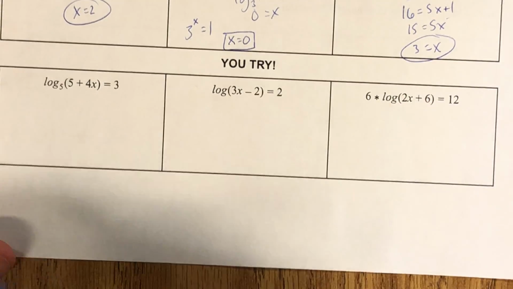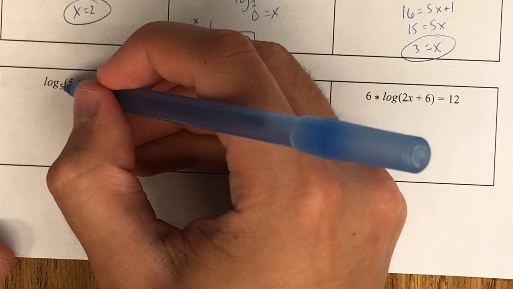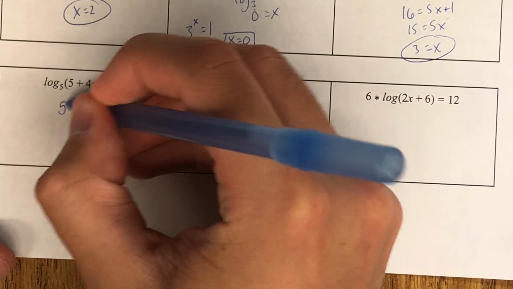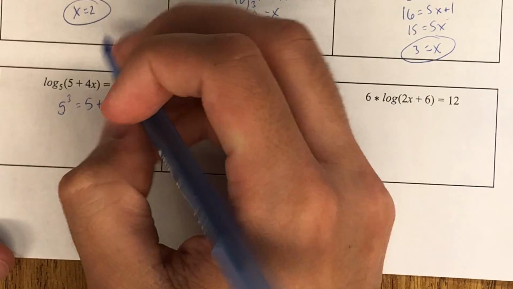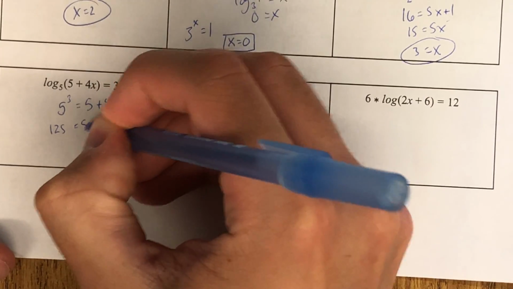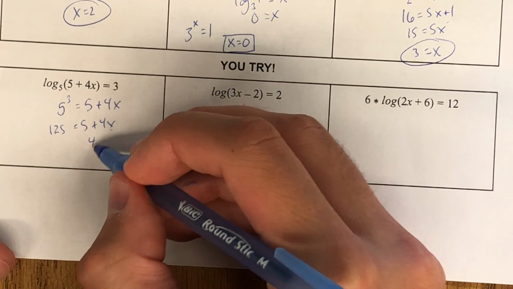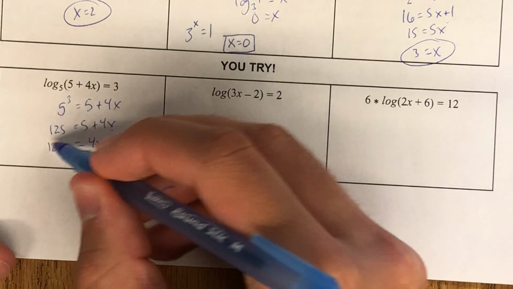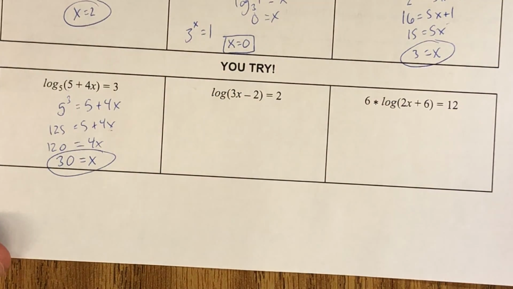Okay, here we go. So since we have that log by itself, let's convert. So it'll be 5 to the third equals 5 plus 4x. 5 to the power of 3 is 125. Minus 5 from both sides to get that 4x by itself. So we get 4x is 120. Divide both sides by 4. 120 divided by 4 is 30. So we get x equals 30.